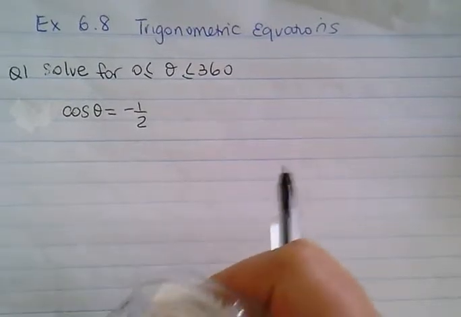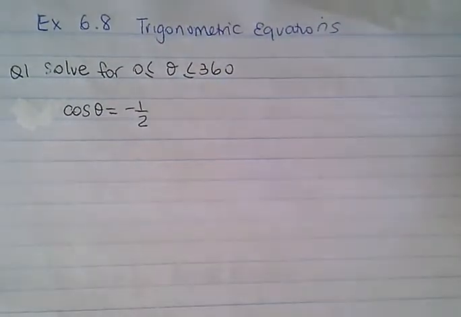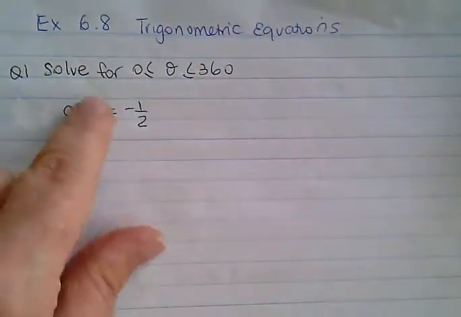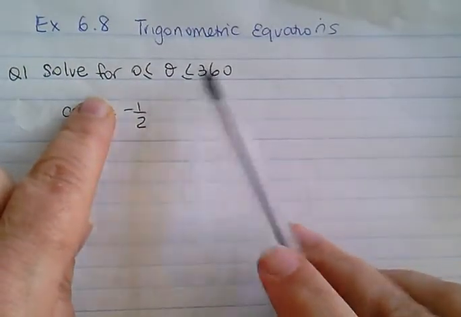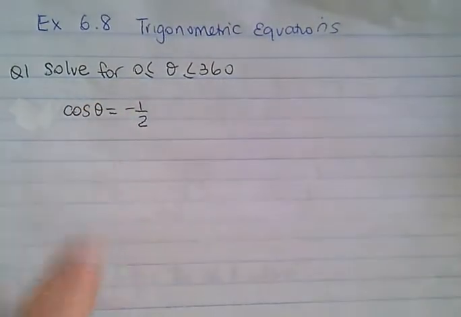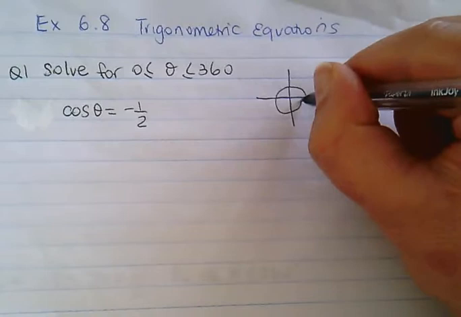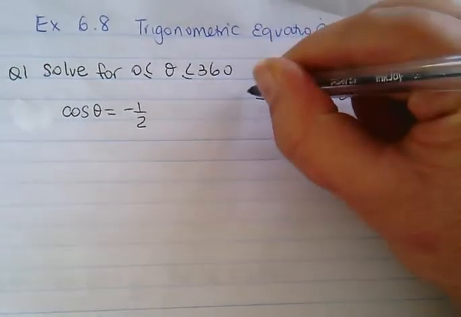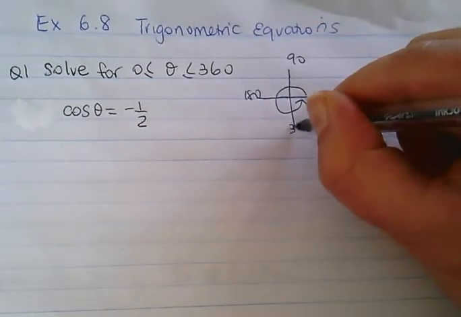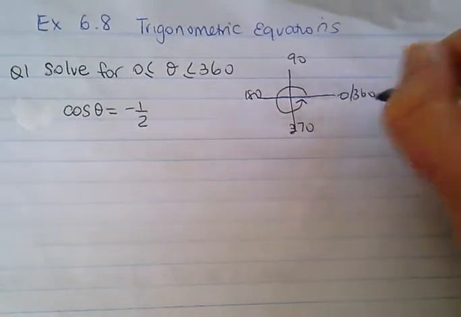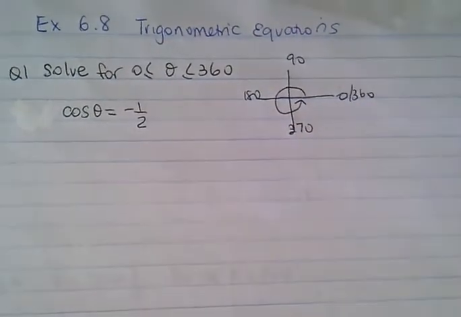This is exercise 6.8, solving trig equations. The first question says to solve from 0 through to 360, so in other words, theta lies between 0 and 360. Remember, 0 and 360 is just one revolution going around the circle. So, cos of theta equals -1/2.